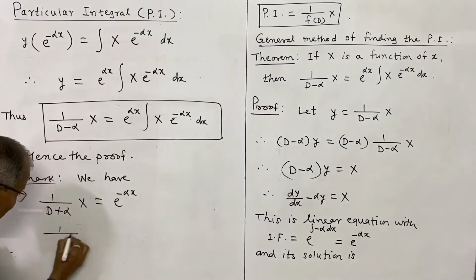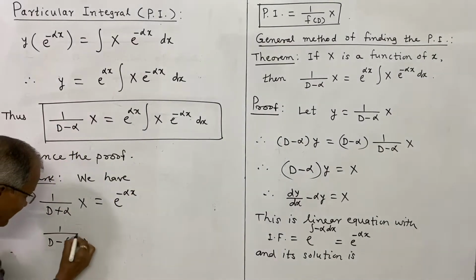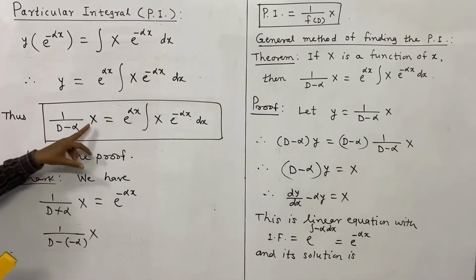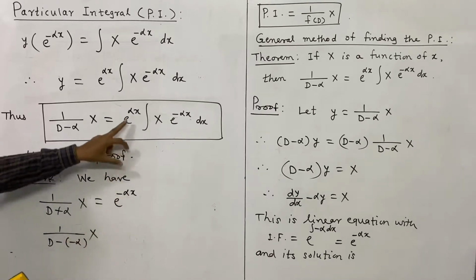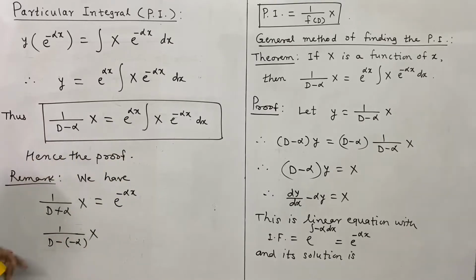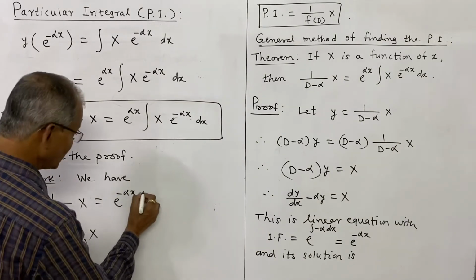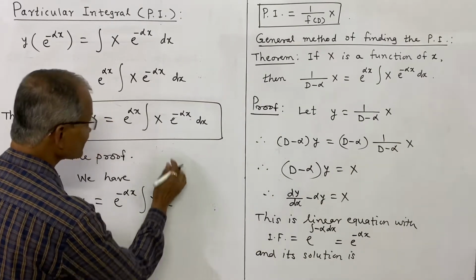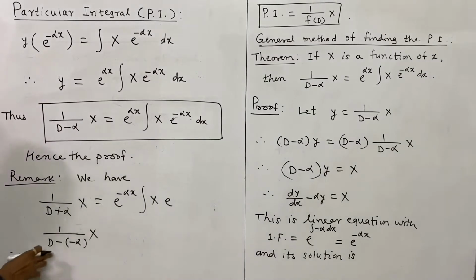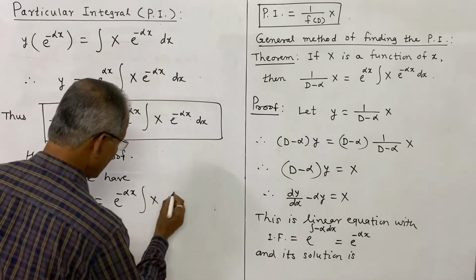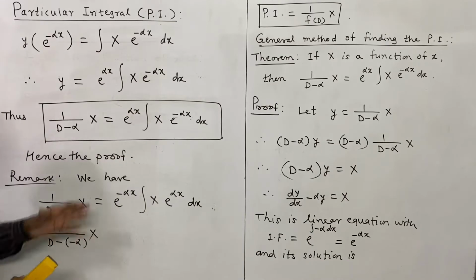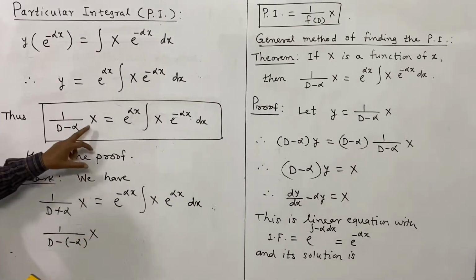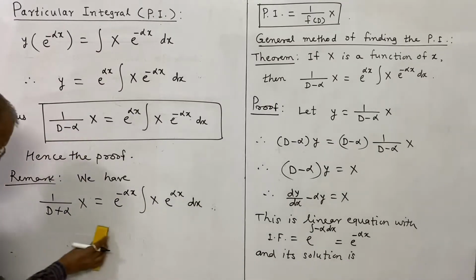See, this is written as 1 upon D minus alpha operated on X, and then we use the same formula, that is e power, in place of alpha we have to write minus alpha, e power minus alpha, integral X, negative alpha will be here plus alpha, because in place of alpha it is negative alpha, and this will be alpha x dx. So it is the special form of the same formula, and we have this.